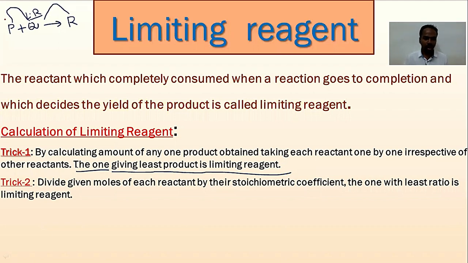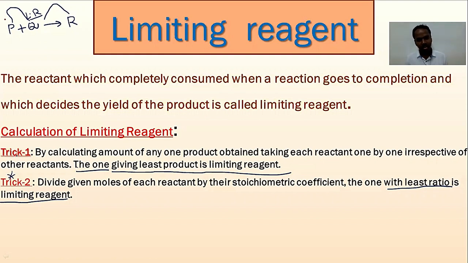In trick 2, divide the given moles of each reactant by their stoichiometric coefficient. The one with the least ratio is the limiting reagent. So we can use either trick 1 or trick 2 as per your comfort, but I am suggesting you use trick 2 for most limiting reagent questions.